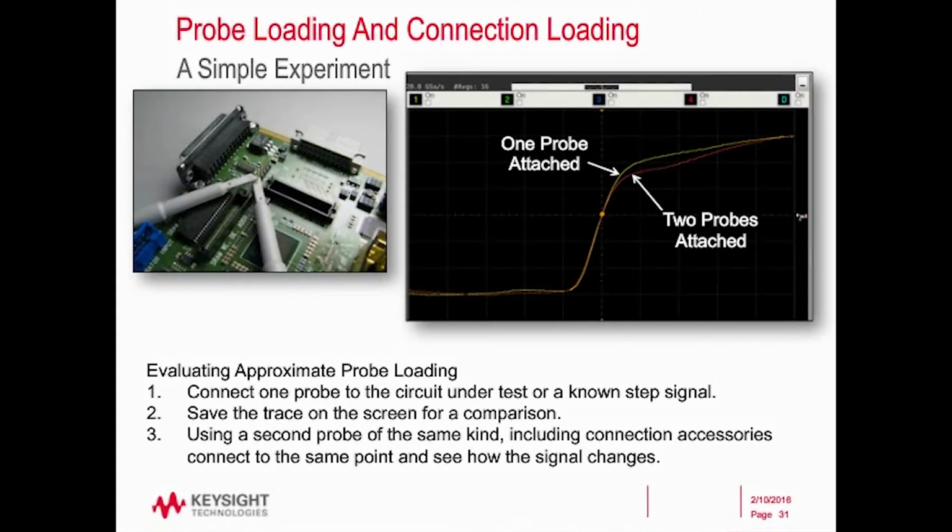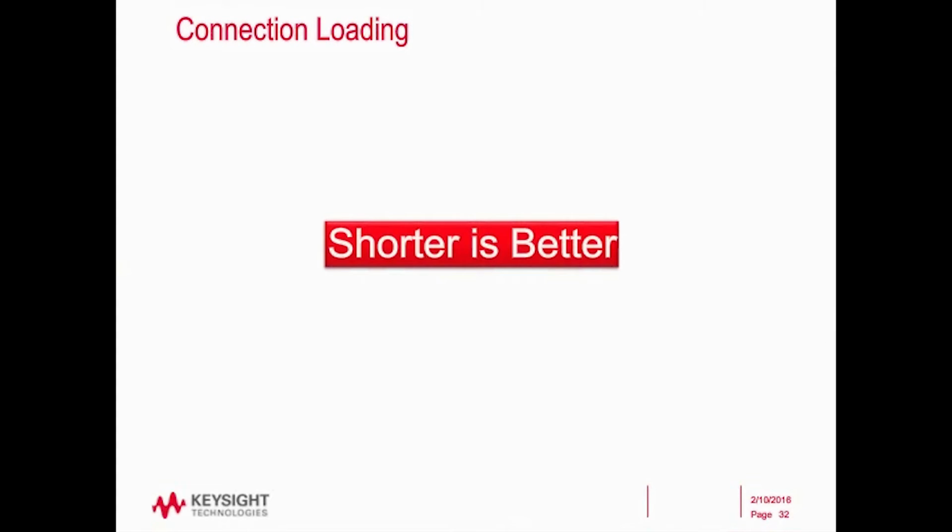Okay, that's with 2 probes attached. So the difference between 1 probe and 2 probes is approximately the same as the difference between 0 probes and 1 probe. So my original signal probably looks something like that white dashed line, and when I attached the first probe, it moved it down. When I attached the second probe, it moved down some more. So you can get just a basic feel for the magnitude of the loading: put on one, put on the second, see the difference. The takeaway from this, of course, when it comes to connection loading, just like connection bandwidth, is that shorter is better.